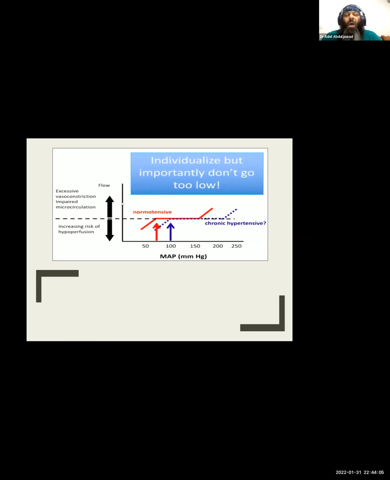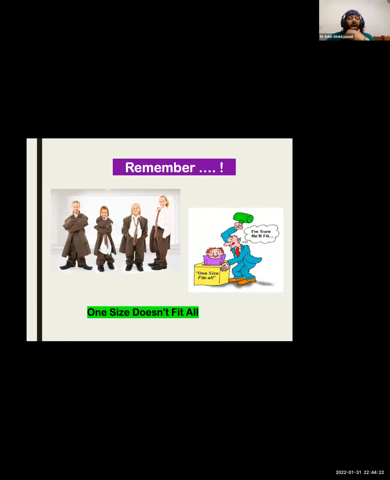And again, you have to individualize for your patient because you are at the bedside. And this will also tell you when to go high, when to go low. And as I told you, you have to remember that one size does not fit all.